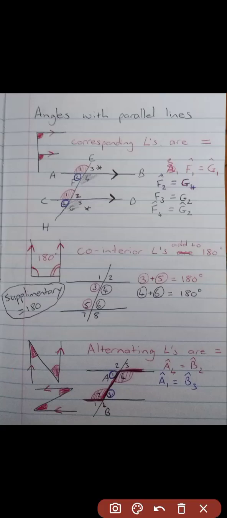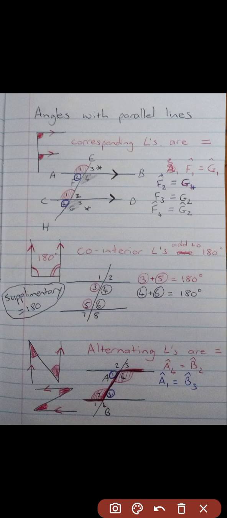Hi, let's quickly have a look at angles with parallel lines. Here, the first one is the F, the fun angles. We've got two parallel lines and a line crossing them. Corresponding angles: one is on the inside and one is on the opposite outside. So that is corresponding, and corresponding angles are equal.